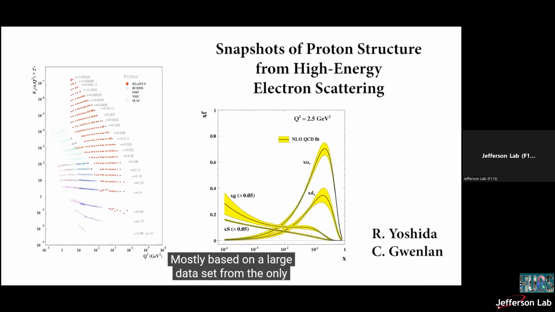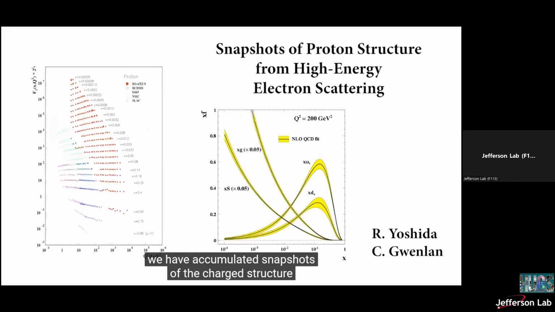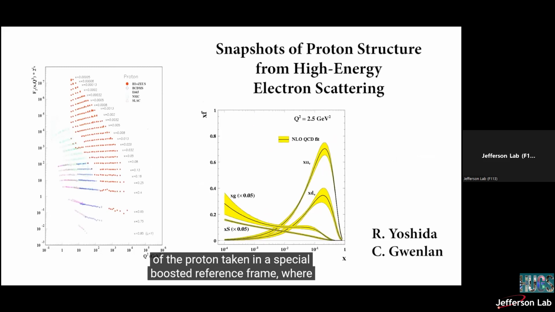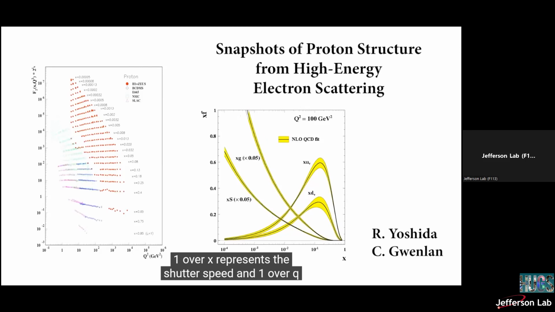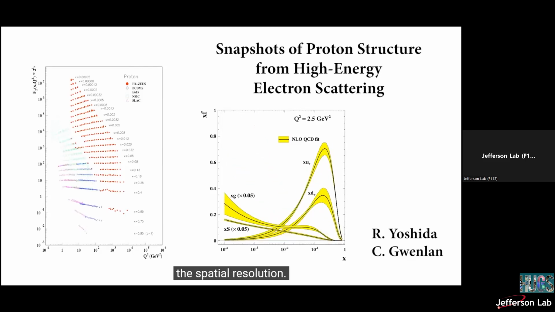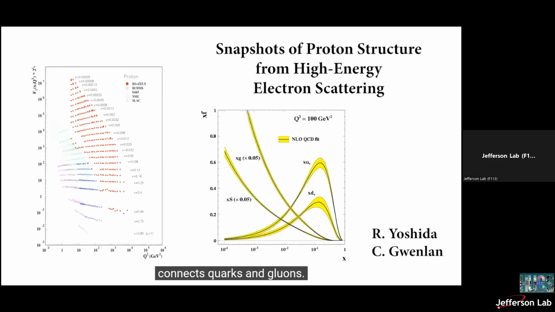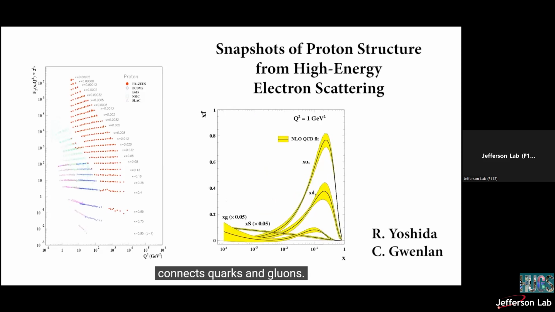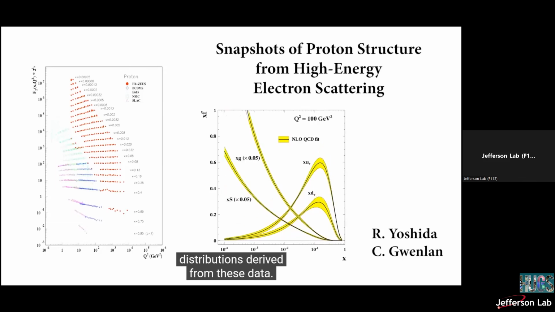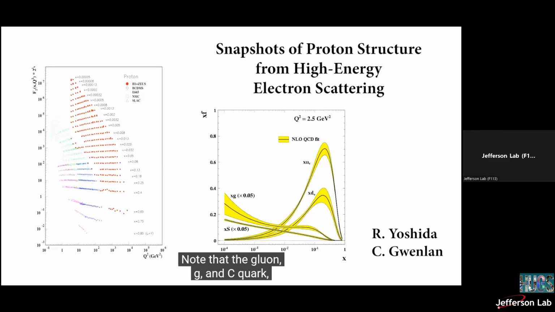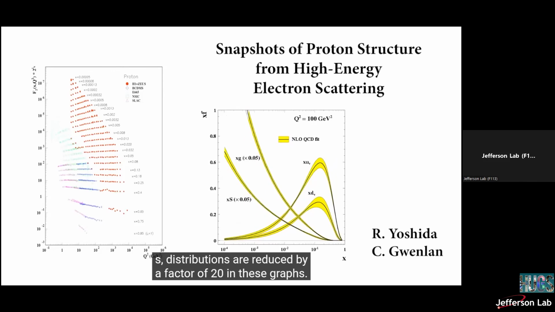Mostly based on a large data set from the only previous Electron-Proton Collider, we have accumulated snapshots of the charged structure of the proton taken in a special boosted reference frame, where 1/x represents the shutter speed and 1/q the spatial resolution. QCD prescribes an evolution with q², which connects quarks and gluons. The animation shows the quark and gluon momentum distributions derived from these data. Note that the gluon, G, and C quark, S, distributions are reduced by a factor of 20 in these graphs.